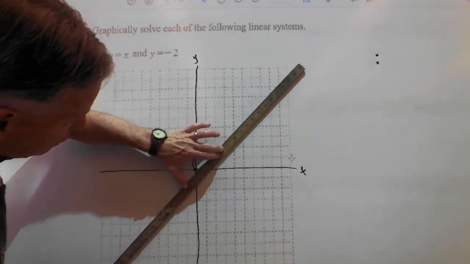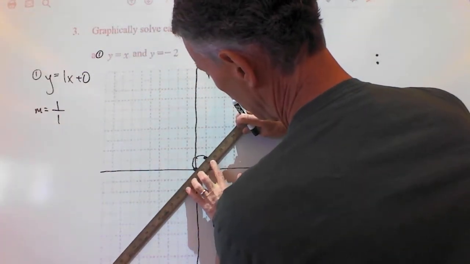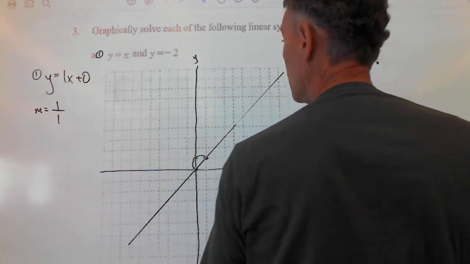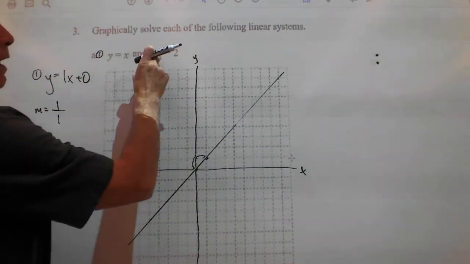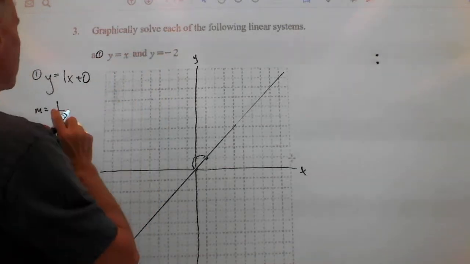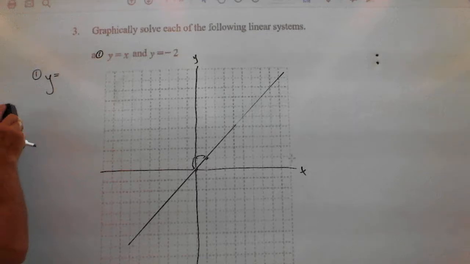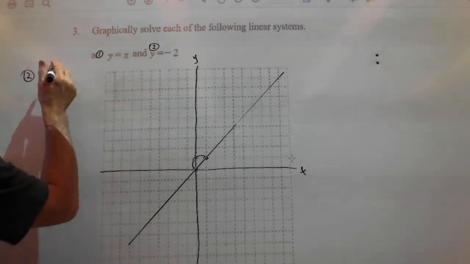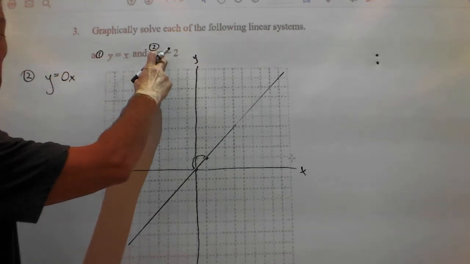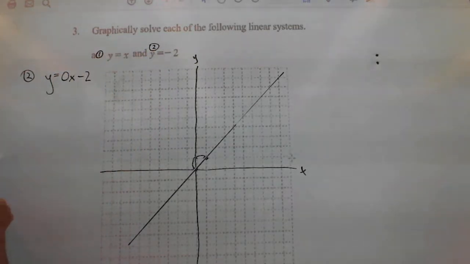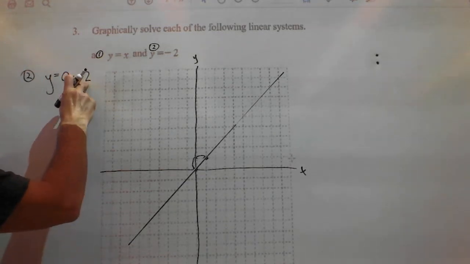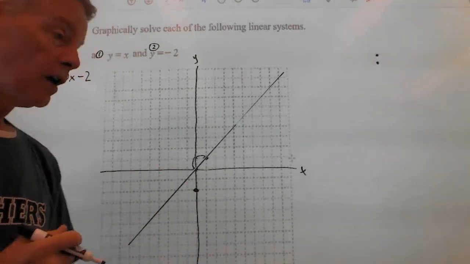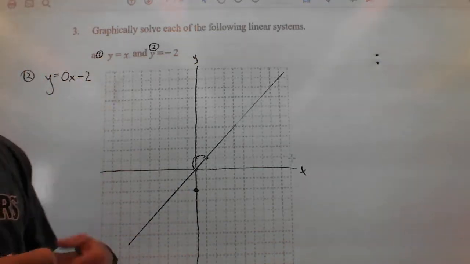You have to be fairly careful when you're joining the points so that you can get them to intersect in the right place. For this one, y equals, and again, we'll just get rid of this. So this is equation 2. For equation 2, we could write this as y equals 0x, because you see there is no x value, minus 2. And again, in slope-intercept form, that constant term is your y-intercept. So for our second equation, the y-intercept is at -2. And the slope is 0.